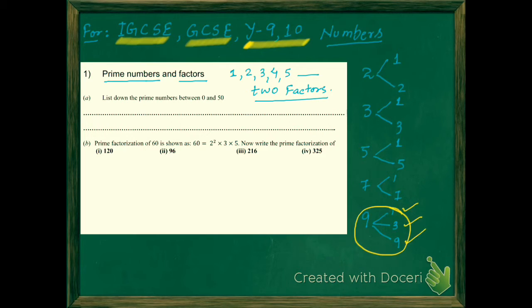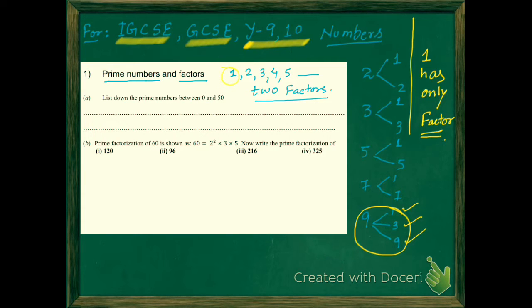One more thing, 1 is not a prime number. The very interesting fact is that 1 has only one factor, therefore it is not prime. Okay, so 2, 3, 5, 7, 11, 13, 19.